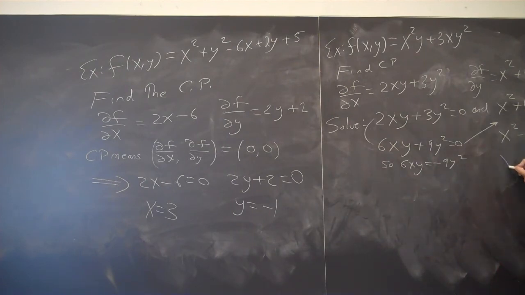Alright, so now we would get x equals plus or minus 3y from x squared minus 9y squared equals 0. Okay. Does that mean I have infinitely many critical points? Are all of these critical points? Or is there more work that needs to be done?